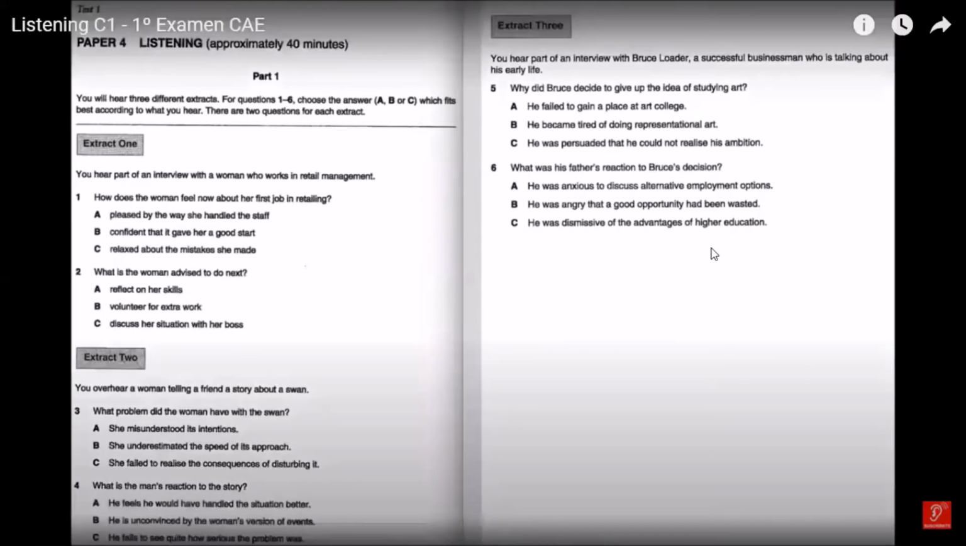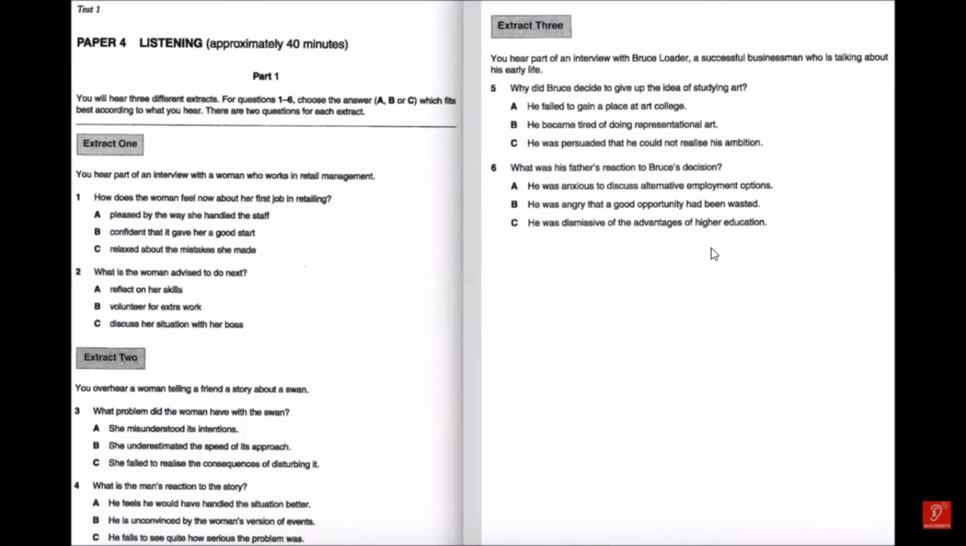Extract 3. You hear part of an interview with Bruce Loader, a successful businessman who's talking about his early life. Now look at questions 5 and 6.